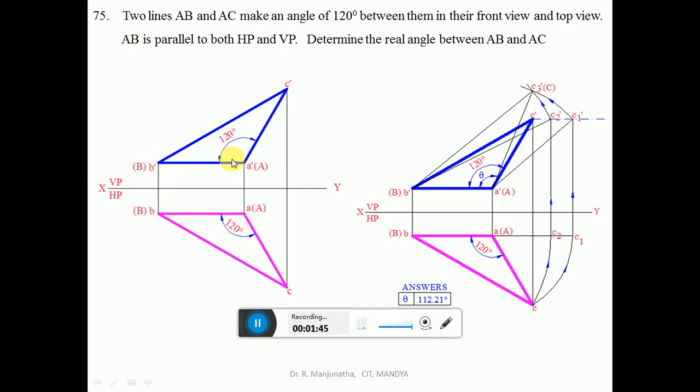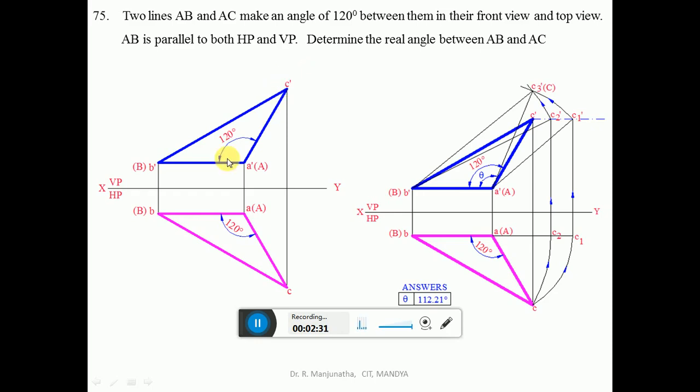The two lines capital AB and AC make an angle of 120 degrees between them in their front views and top views. From here, using the protractor, measure an angle of 120 degrees with respect to the horizontal, mark that point, and draw a line at 120 degrees. Since this is 120, this should be 30 and this 30, so that it becomes 180. With B dash as center, measure an angle of 30 degrees and draw an inclined line so that it cuts the other inclined line at this point, which becomes C dash.